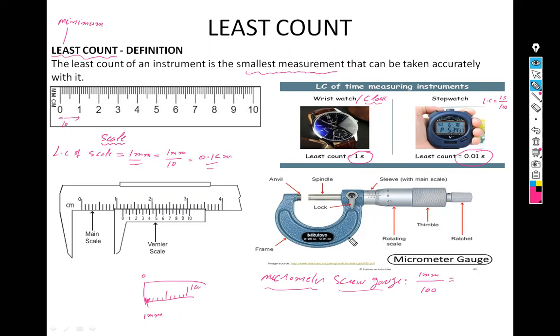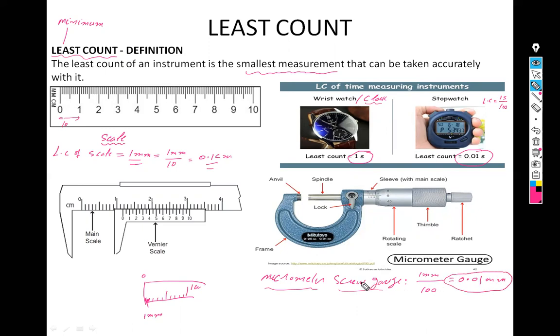This can measure it. And how do we measure it? It is our next article. 1 millimeter divided by 100 is 0.01 millimeters. This is the least count of screw gauge.